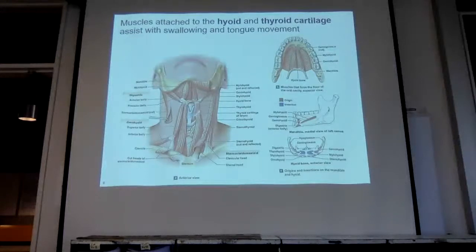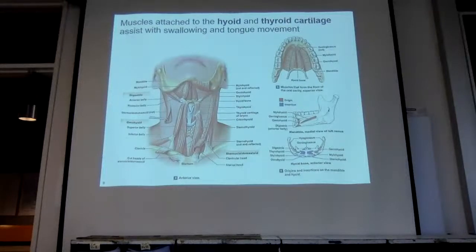This is a model of the larynx. You can see the hyoid here. Here's the thyroid cartilage, and there's muscles all around it attached. To move your tongue, you need some bone that it needs to attach to. That's the hyoid. If you want to swallow or do other things with your neck, it needs to attach to the hyoid or thyroid cartilage.